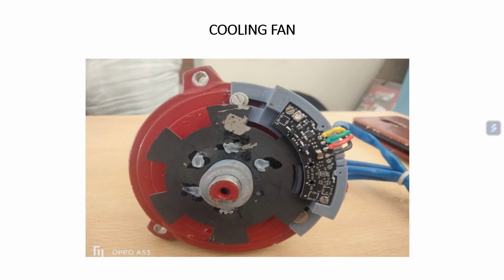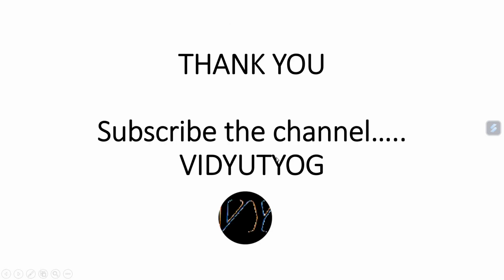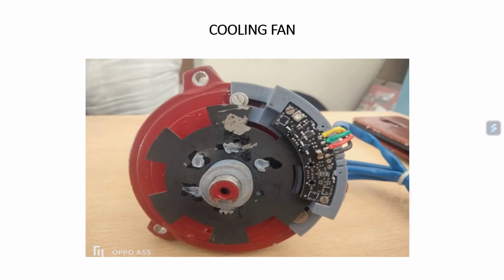Then the next part is the cooling fan. You can observe here on the rotor shaft, this cooling fan is available. Okay, cooling fan is available. So these are the various parts of the motor.